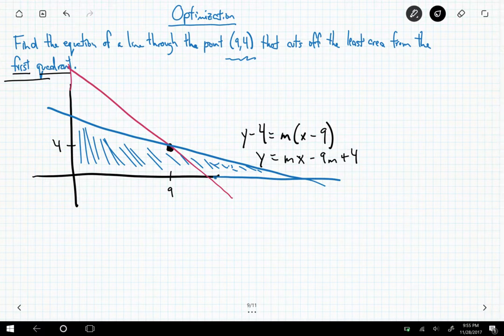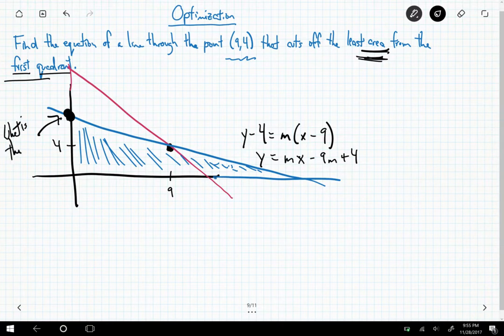Okay? So what does that mean now? We want to maximize the area, right? Or not maximize, I'm sorry, minimize the area. So if we're minimizing the area, we've got to find a couple of things. We've got to find when it crosses the y-axis. And why is that? Well, that will tell us the height of our triangle. And then we also need to find where it crosses the x-axis. Why is that? Well, that will tell us our base.